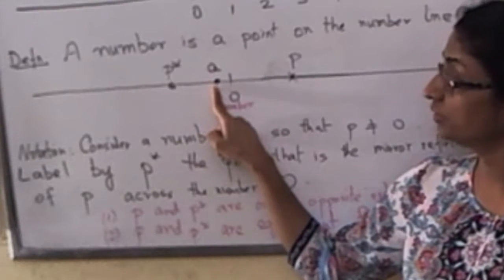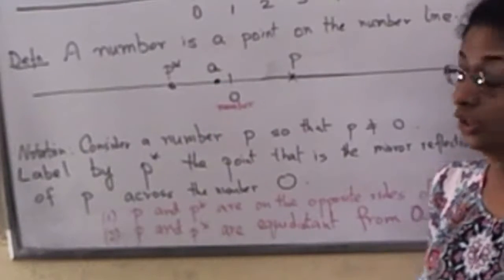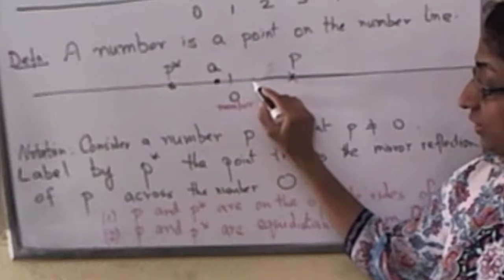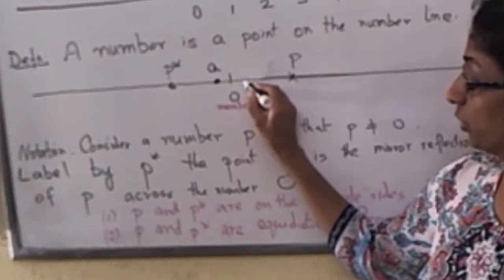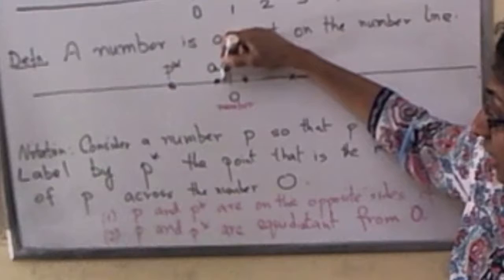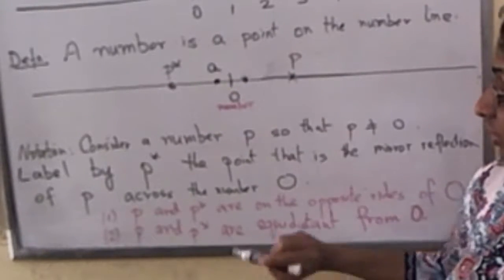We look for the mirror reflection of A across 0 on the number line. So this point's mirror reflection would be on the opposite side. Since A is to the left of 0, we look for that point on the right of 0 in such a way that this point and A are of the same distance from 0. And I just approximately plotted that point.